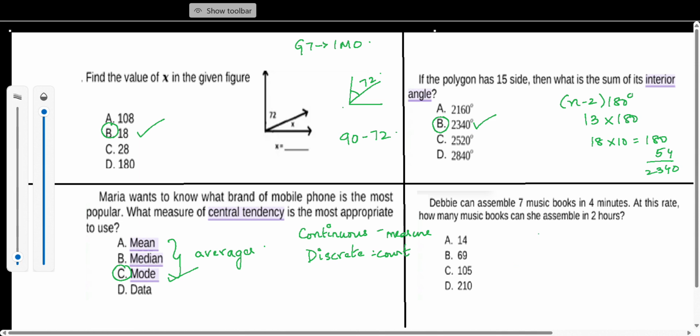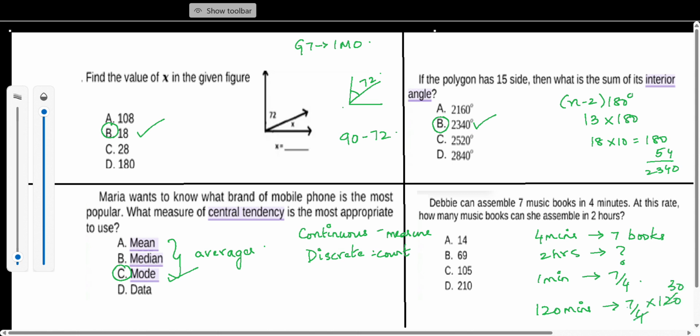So 4 minutes, 7 books. 2 hours, how many? It's the question. So in 1 minute, always find for unit. How many? 7 by 4. If 1 minute is 7 by 4, 2 hours amounts to 120 minutes. 2 into 60 should be whatever you can do in 1 minute into that 120. So conveniently cancel. 30 into 7, 210 should be the answer.